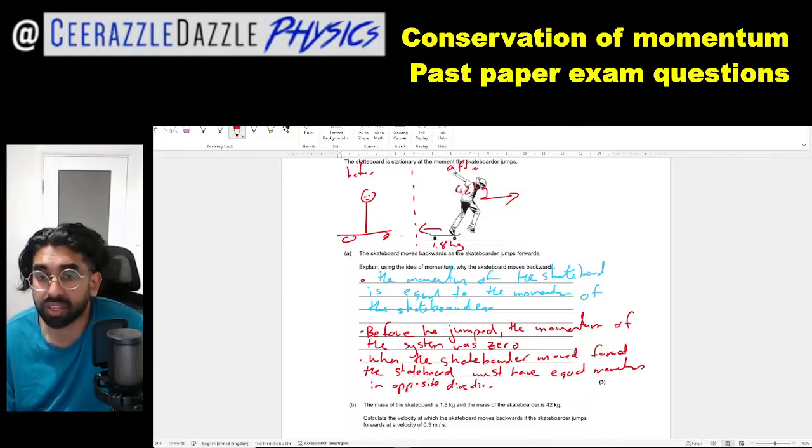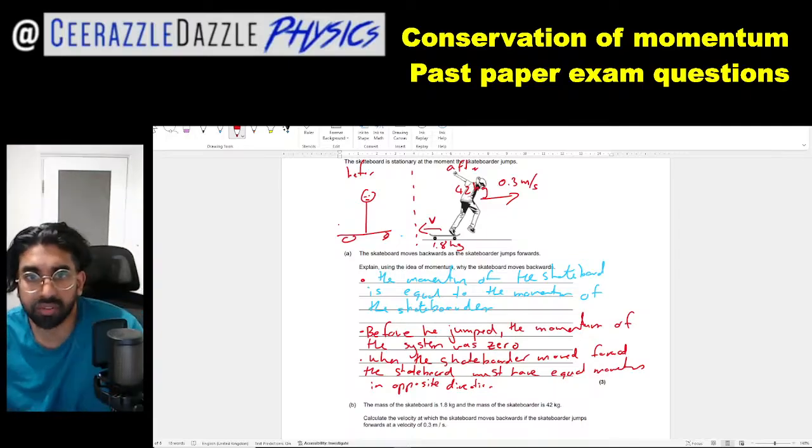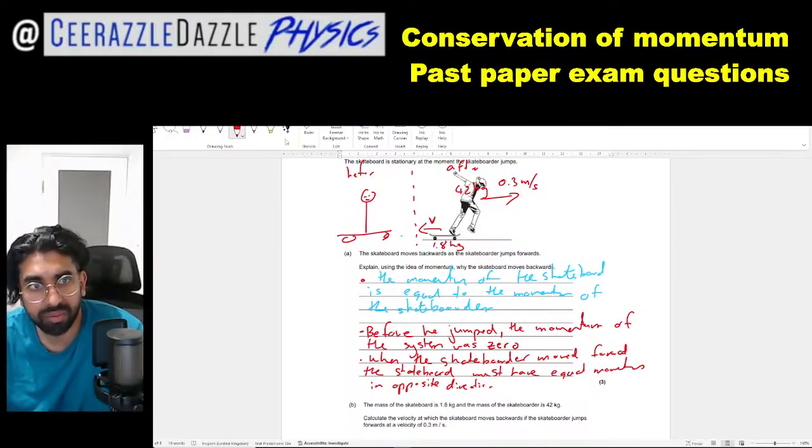42 kilograms over here. Calculate the velocity of the skateboard if the skateboarder jumps at 0.3. So if he's moving at 0.3 meters per second this way, what's the value of this velocity? That's what it's trying to get you to work out. Right, okay, so let's try and do it then. So before and afterwards.